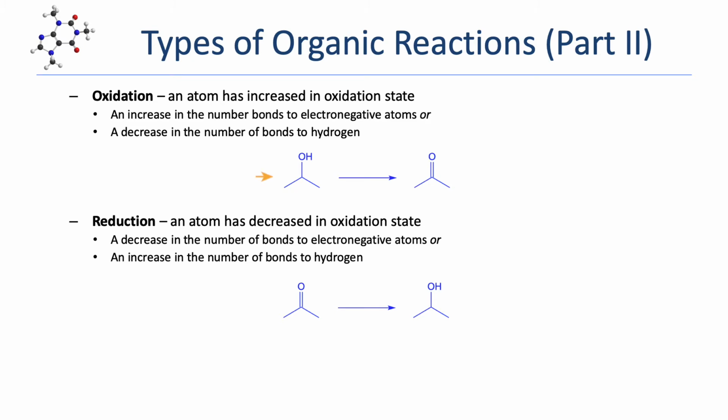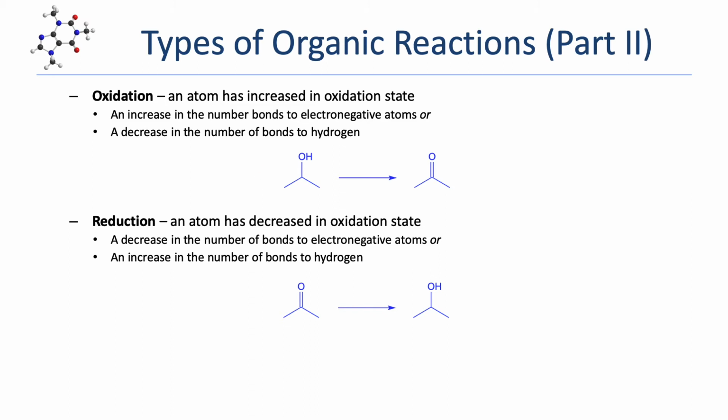So if you look at this example, you can see that that middle carbon has 1 bond to oxygen, and it's going to a ketone, which has 2 bonds to oxygen. So that represents an increase in the number of bonds to an electronegative atom, so it's an oxidation. Note that that carbon also had 1 hydrogen on it in the reactant and 0 hydrogens in the product, so it's also an oxidation from that perspective.